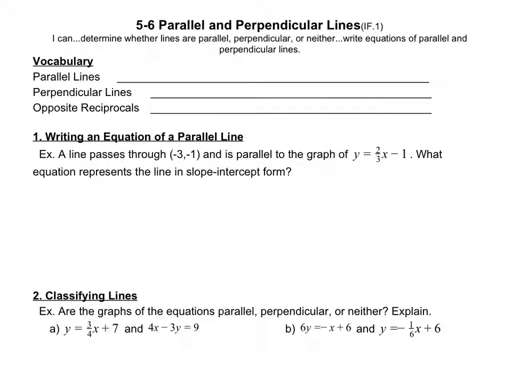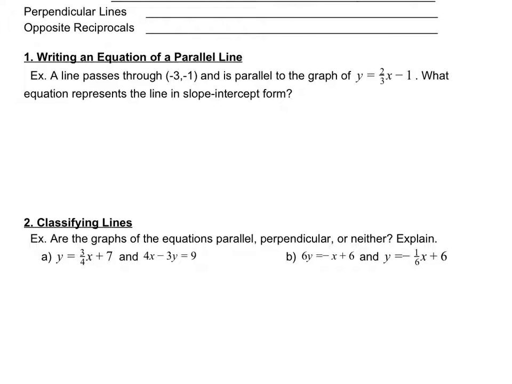But two lines on the same plane either are parallel or they intersect. So if they have the same slopes, they're parallel. If they do not have the same slopes, that means they intersect somewhere. And we're going to talk about that and work with those characteristics.